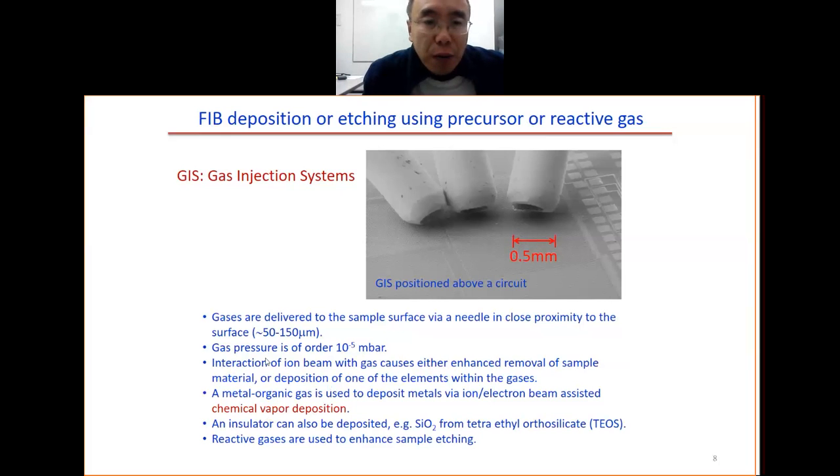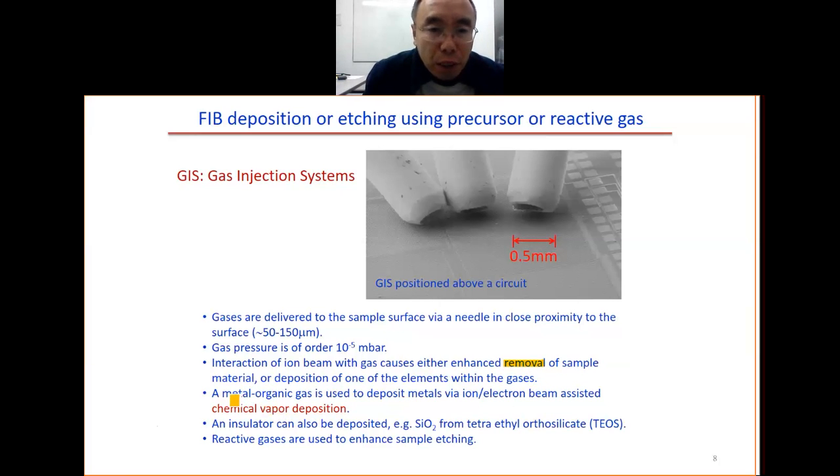Normally the gas pressure is 10 to the minus 5 millibar. We can use the gas to do two different things. One is called material removal, which is etching. As we see, we can do the etching process. We can also do the deposition process.